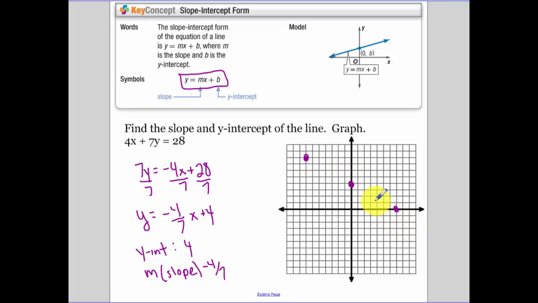Now I want you guys to use a ruler or some sort of straight edge to connect those 3 points. Make sure that I can see clearly these points. So now we graph that line.